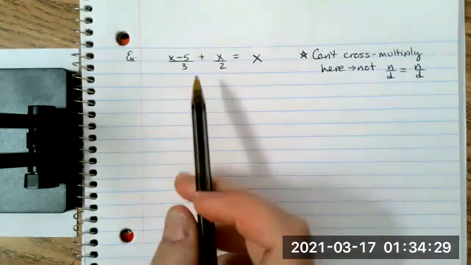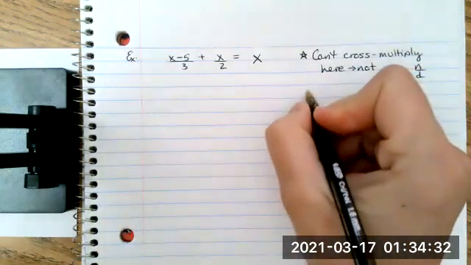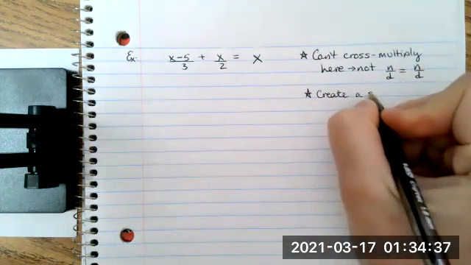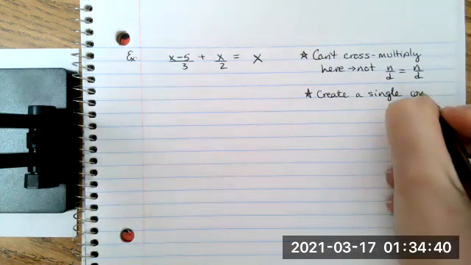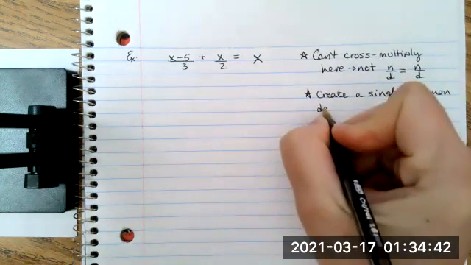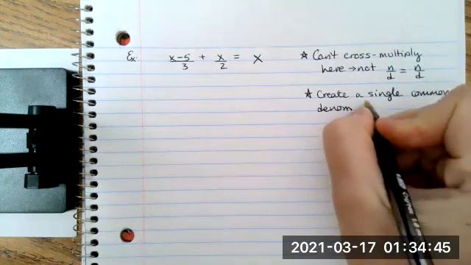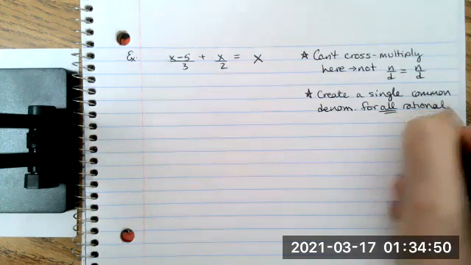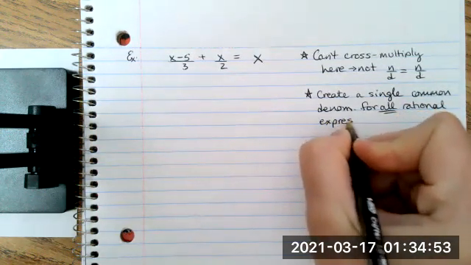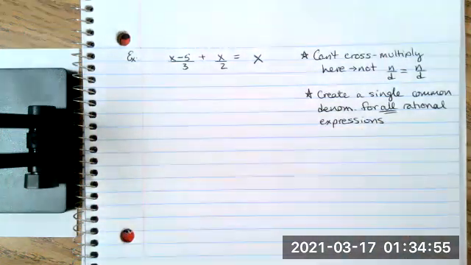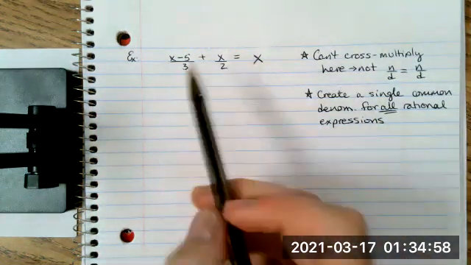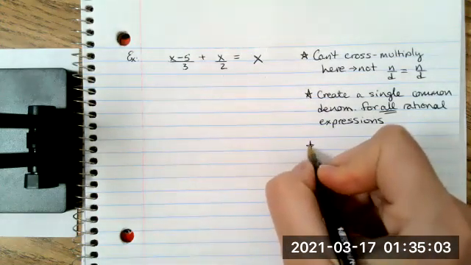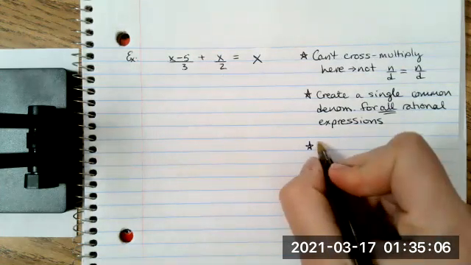So instead, what we're going to do when there are multiple rational expressions is create a single common denominator for all rational expressions. What's going to happen here is we're going to create one single common denominator for these three fractions. And the reason we're going to do that is this nice fun property here.